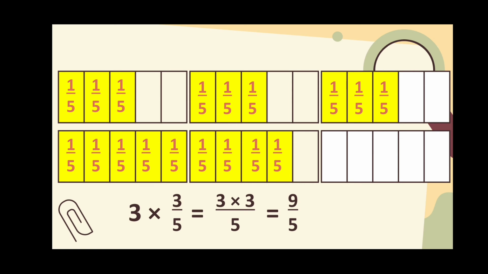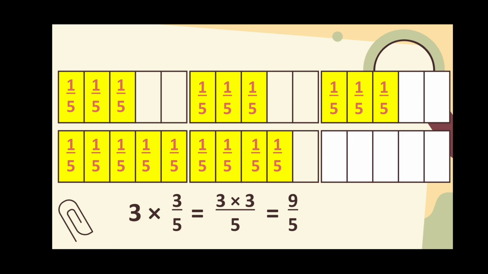So, yung 9 ay dahil 3 times 3 equals 9 and then 5. Kinopy lang natin yung denominator na 5 dahil wala naman tayong i-multiply sa 5. Okay? So, since 9/5 is an improper fraction, hindi pa ito dapat yung final answer. We need to convert this fraction into a mixed form.